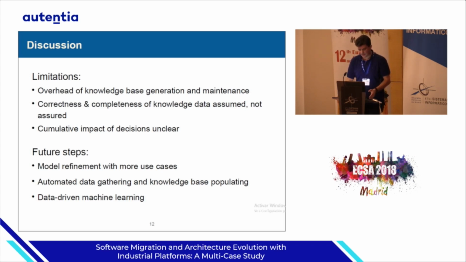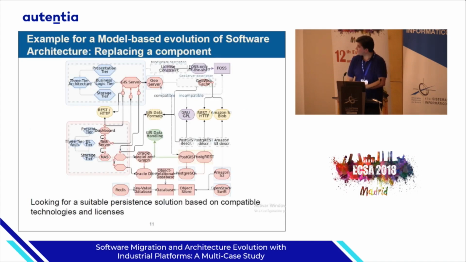So as future steps, we want to refine our model and test it further with more use cases from different domains and with larger scale systems. We want to implement an automated data gathering and knowledge-based population system. And having done that, we want to implement a data-driven machine learning approach to find recurrent solutions, recurrent combinations of the various elements, and provide them as an additional recommender to the software architects.